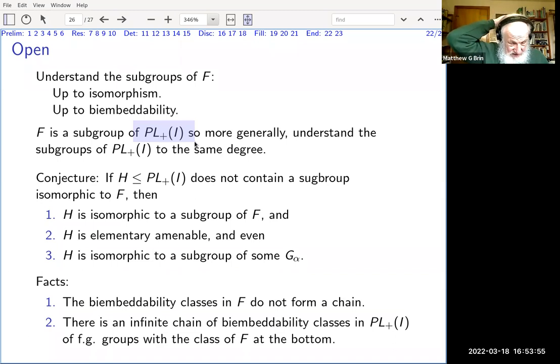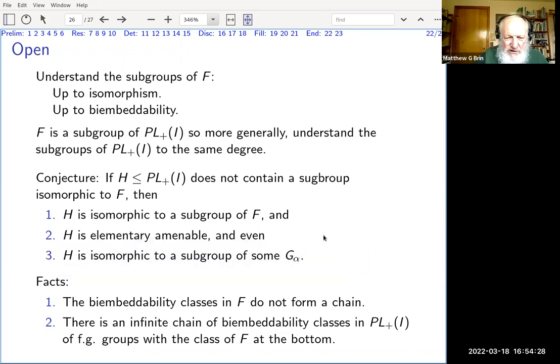And all of the examples we know about fall into either of two categories. Either a subgroup of PL plus I that we know about contains a copy of F, or it's actually a subgroup of F. Not only that, if it does not contain a copy of F, not only is it isomorphic to a subgroup of F, it's elementary amenable, and the conjecture is it's isomorphic to a subgroup of one of these G alphas.